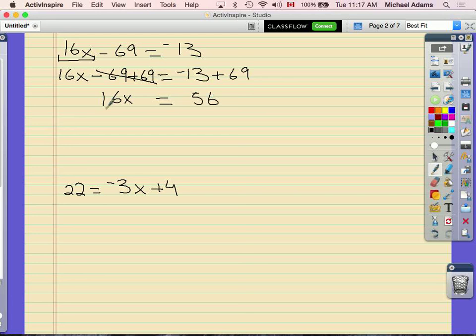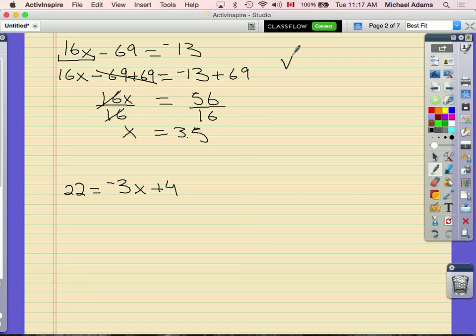Now I have to get rid of this 16. 16 is multiplying the x. So the opposite of multiplying by 16 is dividing by 16. And I do that to both sides. The 16's cancel. The left side leaves me with x. And now I have 56 divided by 16. I can do this on my calculator, and I will get 3.5.